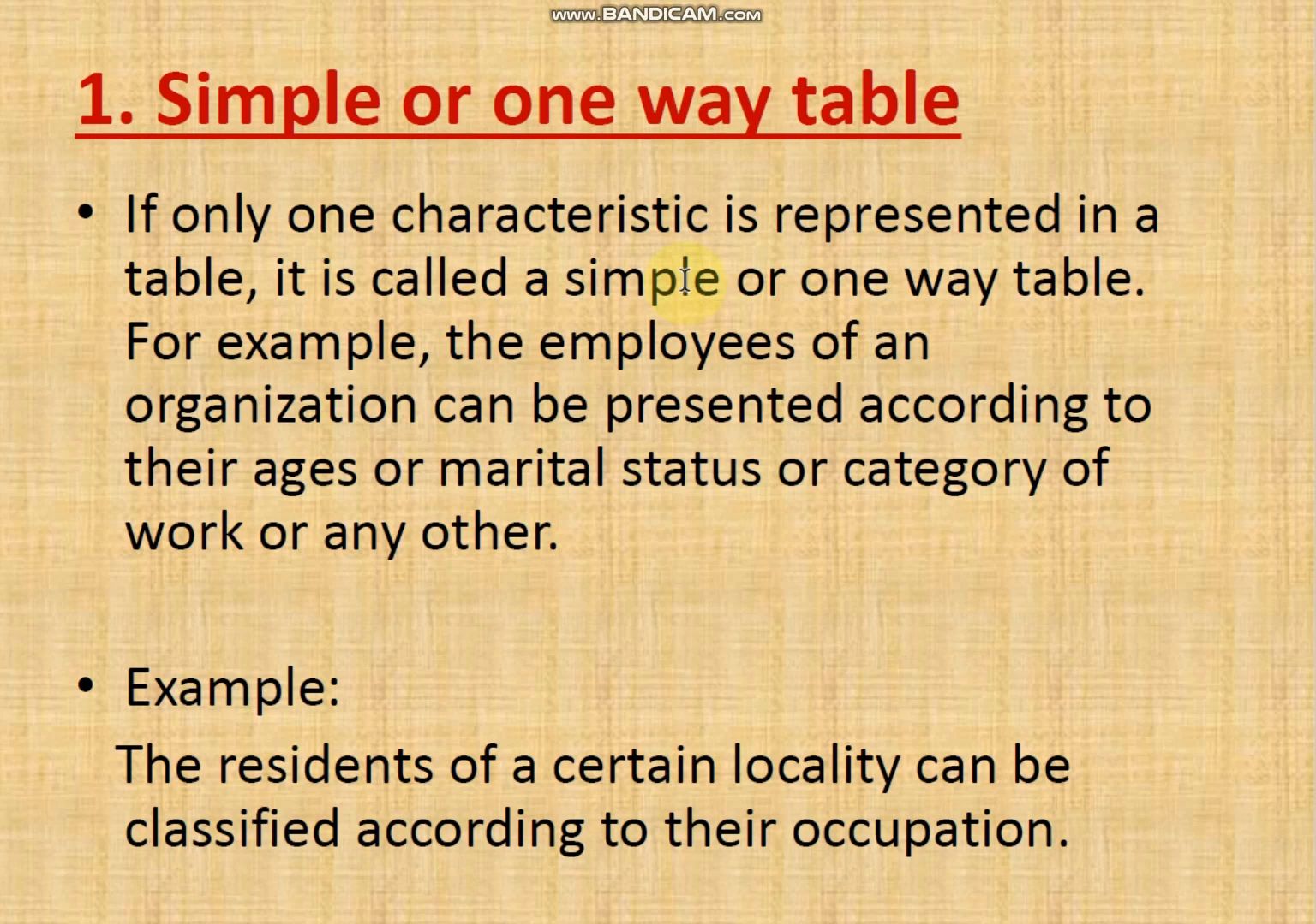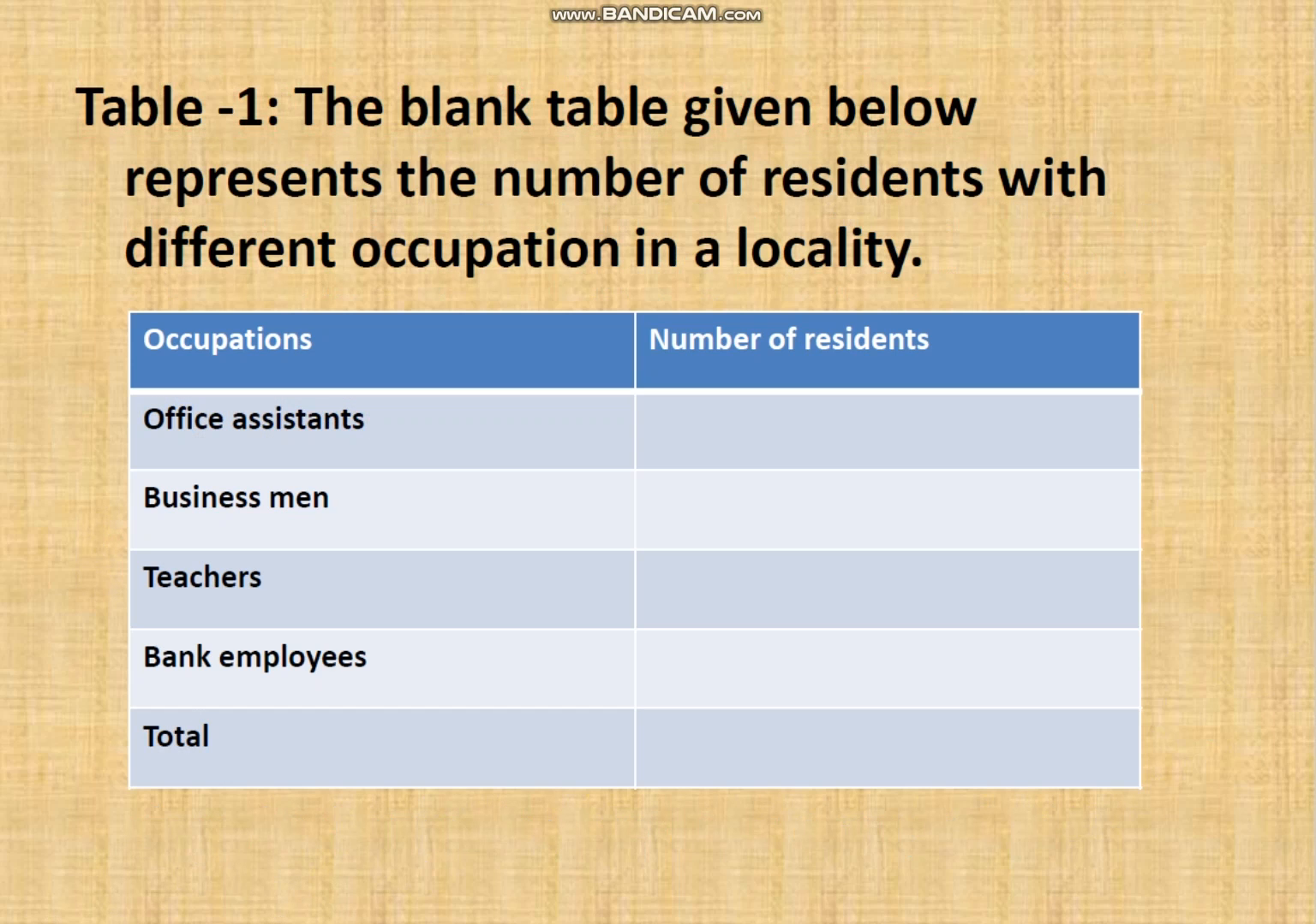Let us look at an example here. The residents of a certain locality can be classified according to their occupation as office assistants, businessmen, teachers, bank employees, and in total. So occupations and number of residents. In a locality, if there are say 100 people, out of them some will be office assistants, some will be businessmen, some will be teachers and some will be bank employees. So in total they will be 100.